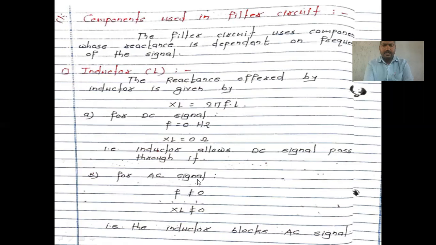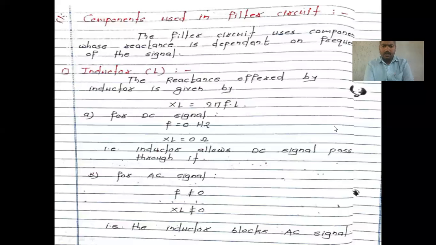For an AC signal, the frequency is greater than 0. So it is 2 pi into some value, F is some value, so whatever the XL value is, it should be greater than 0. So for a device such as the inductor, the inductive reactance is more in case of AC. Whatever the frequency coming across is not equal to 0, it is more than 0.